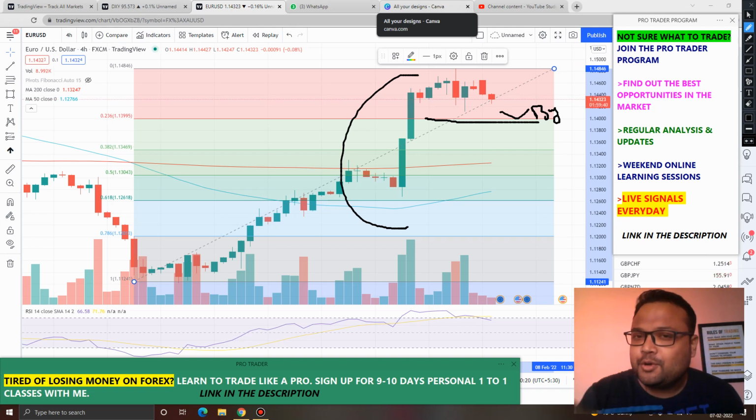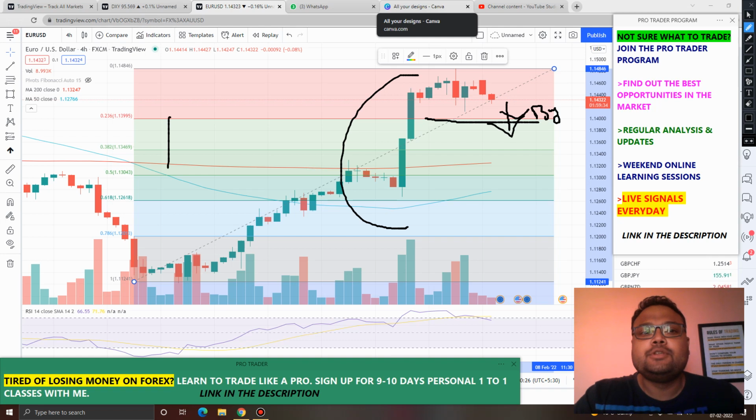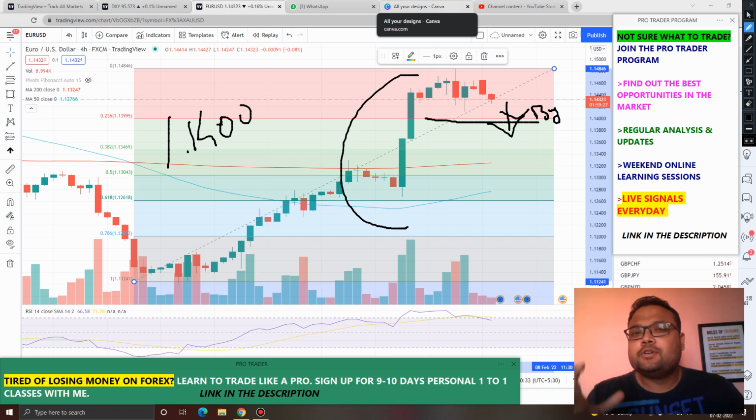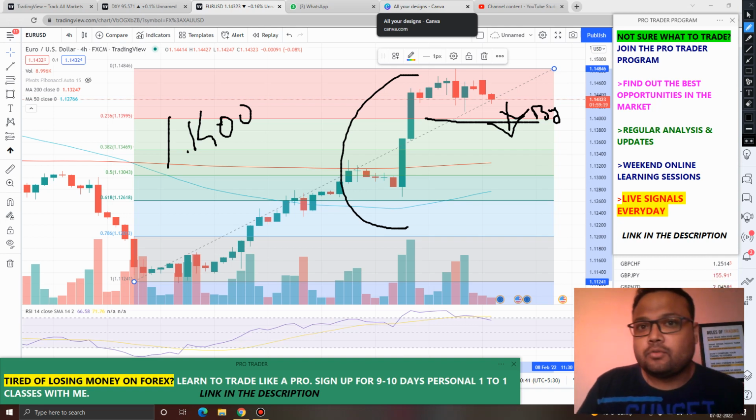So if Euro USD fails to hold the support level and starts coming down, then we can take a sell position below the 1.1400 level. The 1.1400 level is very crucial for the market as a support, because if it breaks, we will take a sell. If it bounces, we can go for a buy.